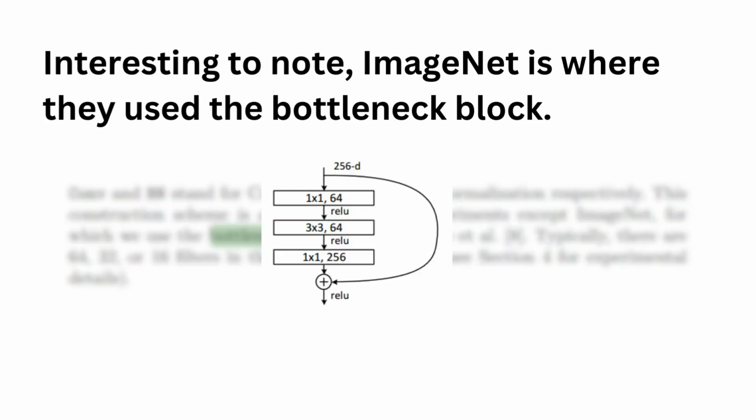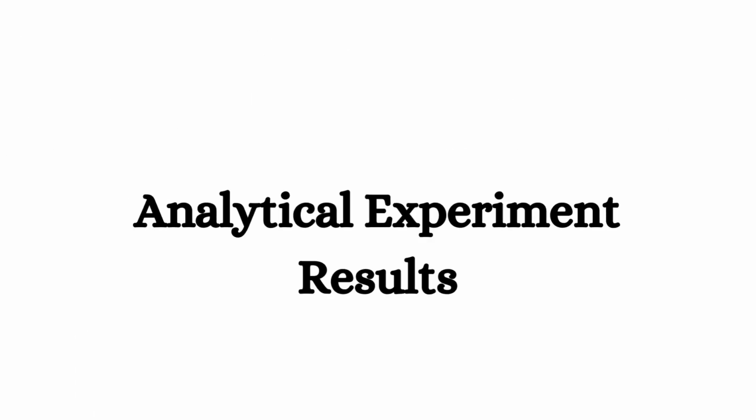As a reminder, the bottleneck block used for the residual neural network looked like this, with the one-by-one convolution at the start. This was used by the ResNet authors to speed up training when dealing with deeper networks. Anyway, let's look at a few more results before jumping into the PyTorch code.